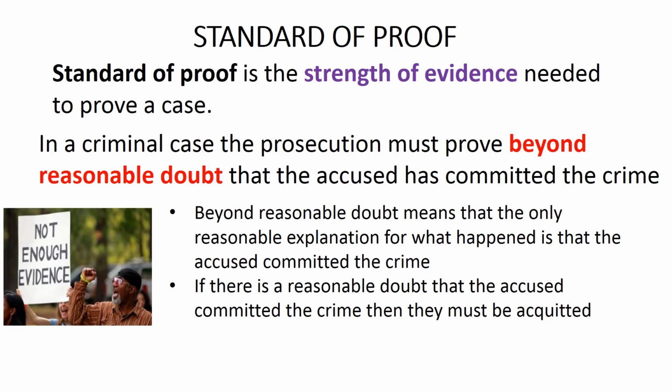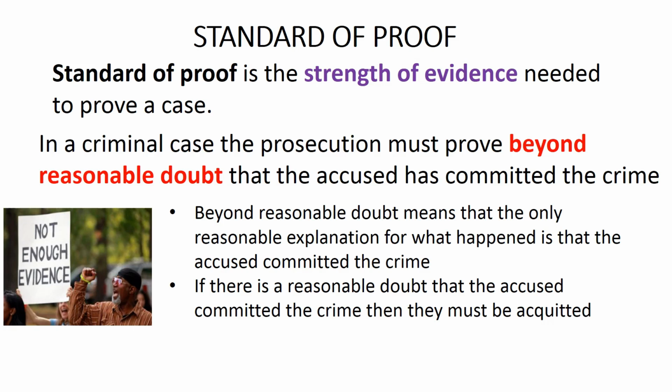So when the first twin is brought to trial, that twin must be acquitted of murder, because it cannot be proved beyond reasonable doubt that that twin actually committed the murder. An alternative reasonable explanation for what happened is that the other twin committed the murder.